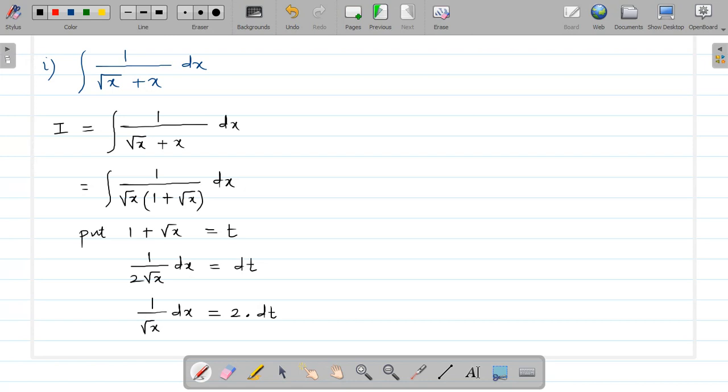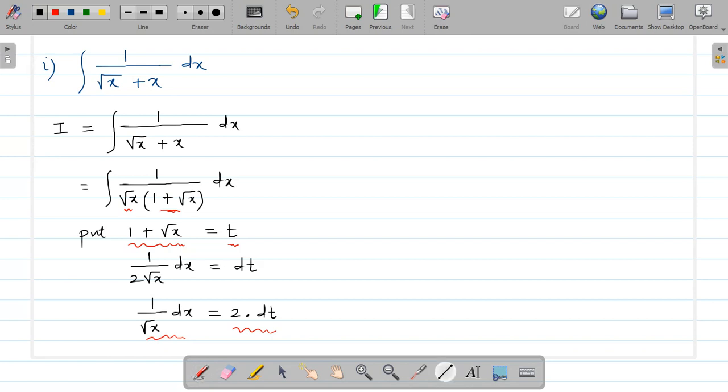So that's why, if you put 1 plus root x is equal to t, then you can replace 1 upon root x dx as 2 times dt. Now both the terms are parts of this integration. 1 plus root x is one part and 1 upon root x dx is another part. So that's why this adjustment is important here. See here, 1 plus root x is one part of the function and 1 upon root x dx is the other part of the function. So that's why we substitute like this.